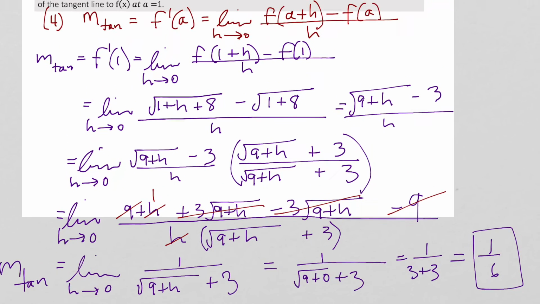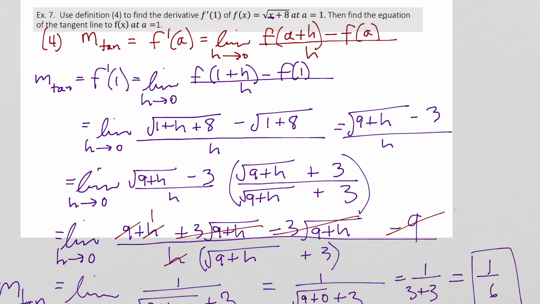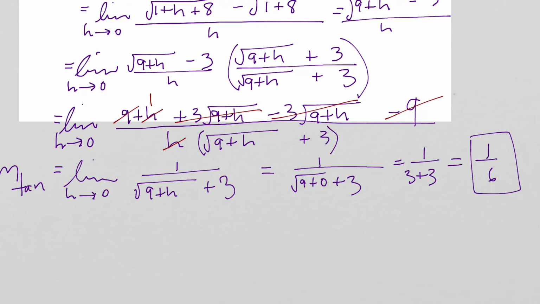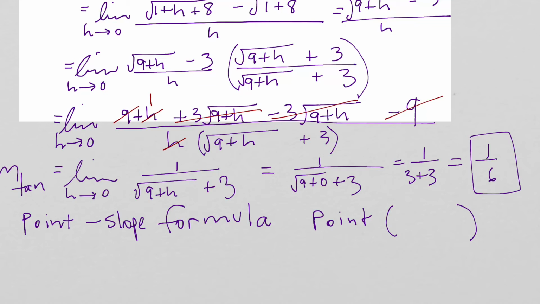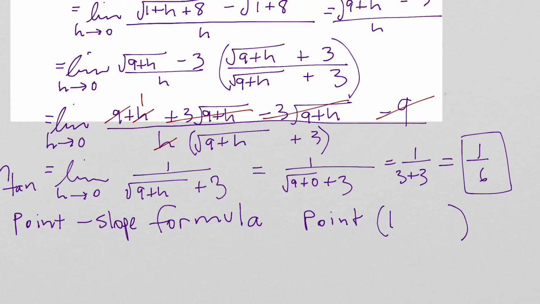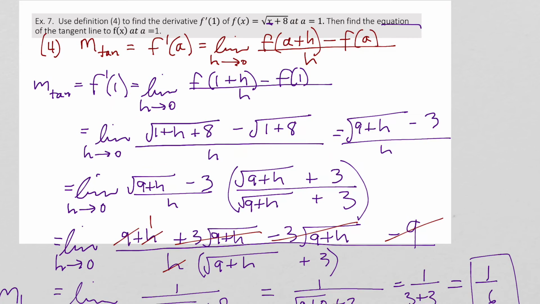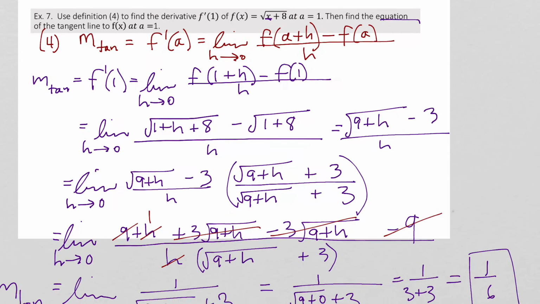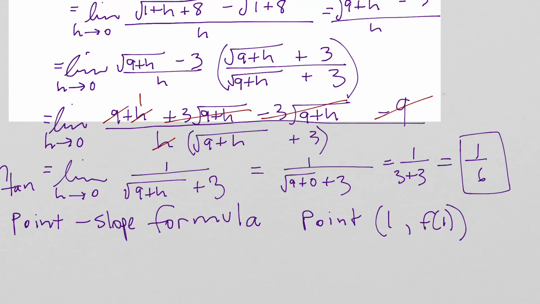Now what we were asked to do was to find the equation of the tangent line itself. So that means we're going to use the point slope formula again. So we have our slope, that's 1/6. We know that our x value is, wasn't it 1? Our x value is 1. So we need to find the y value, f of 1, which is 3. 1 plus 8 is 9. The square root of 9 is 3. So this is 3 right here. So we have a point, 1, 3.